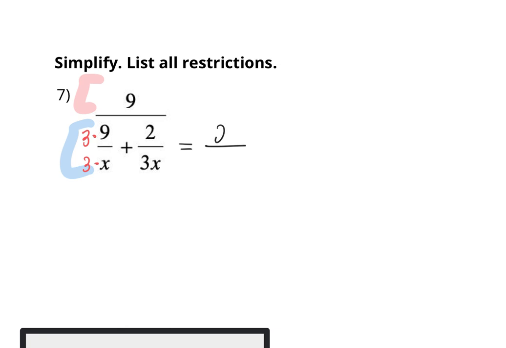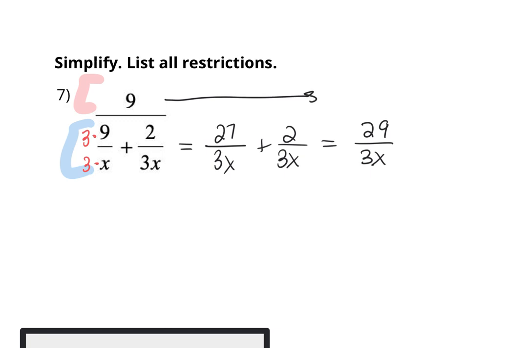So now I have 27 over 3x plus 2 over 3x. Now I can add them together. 29 over 3x. Can I reduce 29 over 3 at all? Nope. Okay, so we'll just leave it. The 9 in our original numerator is still there. I didn't have to do anything with it, so I'll just drag them over.